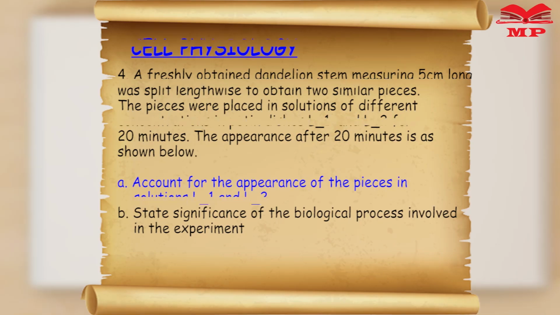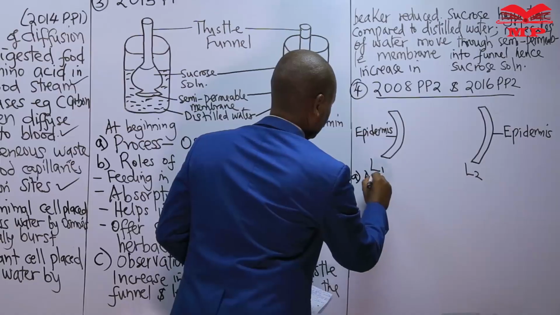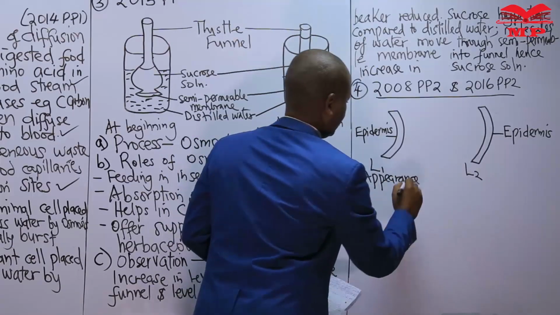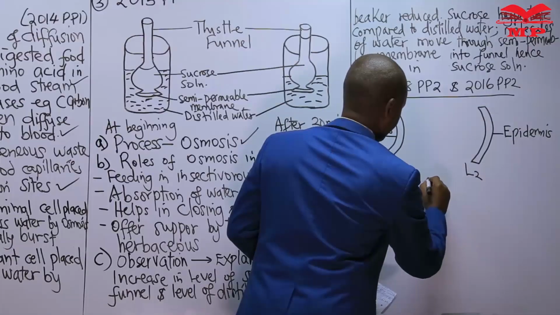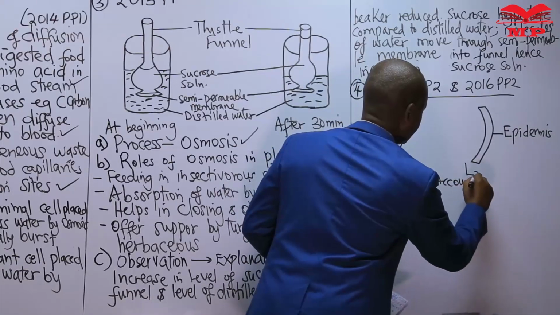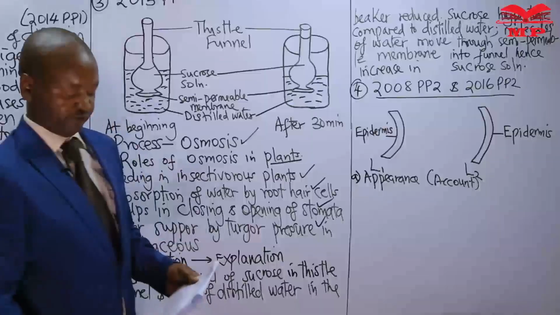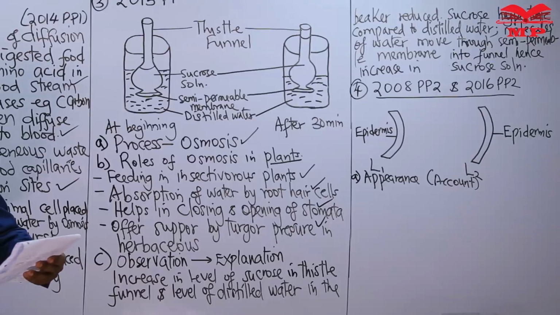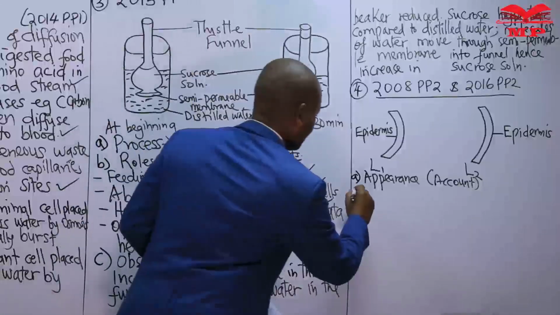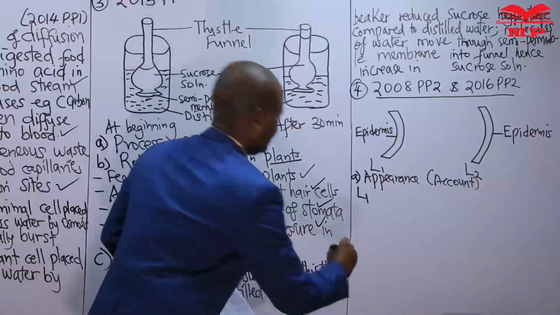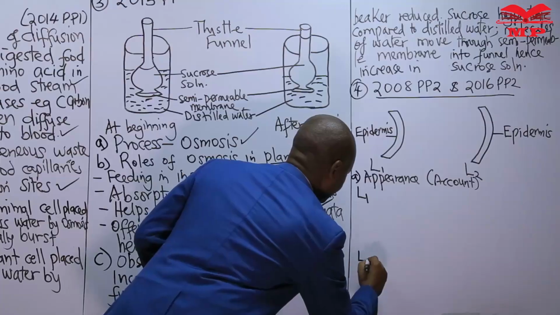So here the learner is supposed to account for appearance. Account here means the learner should be able to, first of all, explain how it occurred and through which processes. So it means the learner must first look at what happened in L1, and then also look separately at what happened in L2.